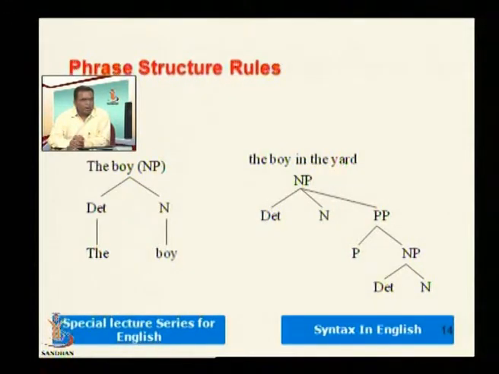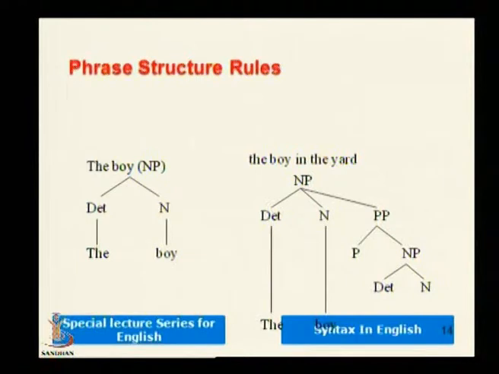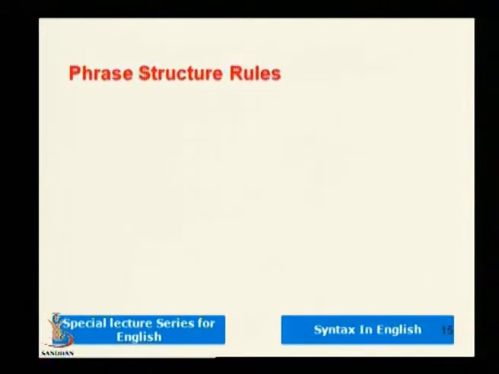Look at the example. The boy in the yard. Now here, noun phrase, the boy in the yard. Determiner, noun, PP is given. Then this PP is divided into P and noun phrase. PP is a prepositional phrase, divided further into two parts. In is a preposition, so P is given. And the yard is a noun phrase because it is comprised of two words, the and yard. In that also, the is a determiner and yard is a noun. So this is how the classification can occur. Now, the boy in the yard is classified this way.